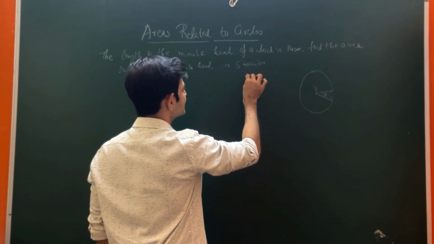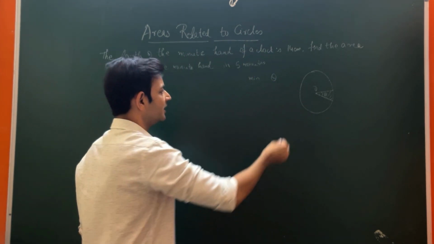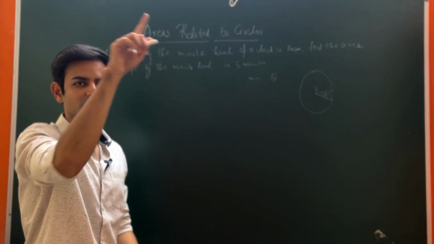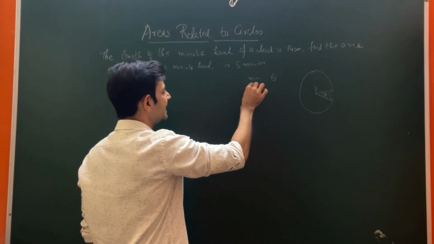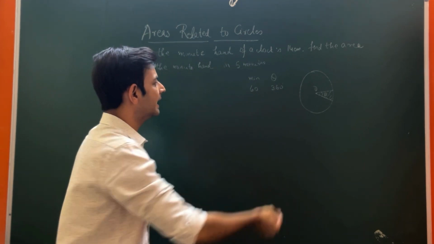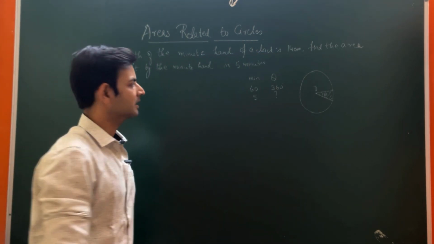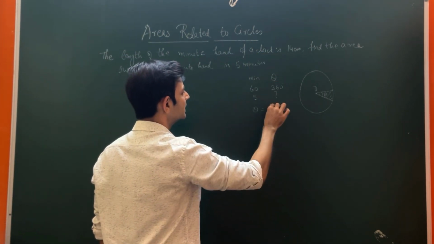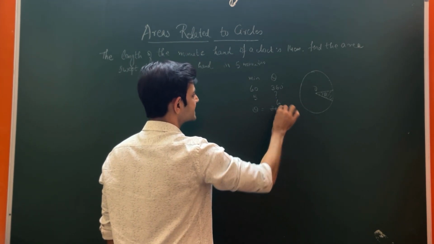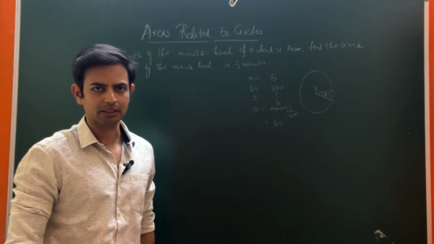So let's say this is minutes and this is theta. If the minute hand revolves in 60 minutes, it will complete the entire clock, it will sweep the entire clock. So we can say in 60 minutes it will cover 360 degrees. So in 5 minutes, how much will it cover? We'll say theta is equal to 360 into 5 upon 60. This goes by 6, so 30 degrees. So in 5 minutes the angle swept is 30 degrees.